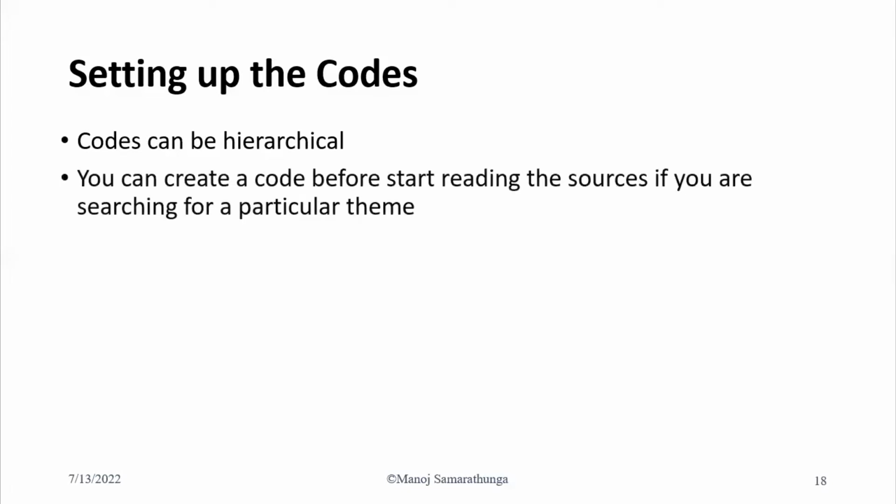And you can create the code before you start reading the sources if you are searching for a particular theme, right? Even in my Beach Boys research, I was very aware of the relationship between the tourists and the beach boys. So I was able to develop the categories even before reading the transcripts. So that is deductive reasoning. You can do that, right?